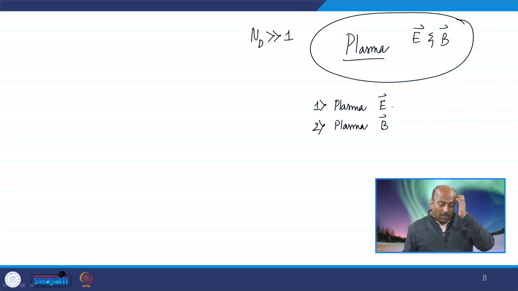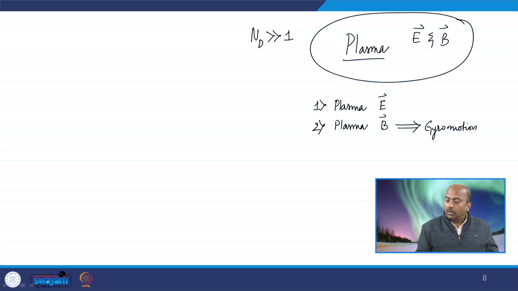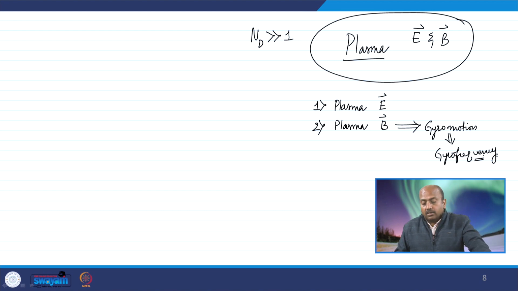Because when the plasma particles are subjected to the magnetic field, we will see what is called the gyro motion, which gives us what is called gyrofrequency. Okay, so we should know what is gyrofrequency, because the way gyrofrequency changes in the ionosphere or in the magnetosphere is representative of many ongoing physical processes in these regions.